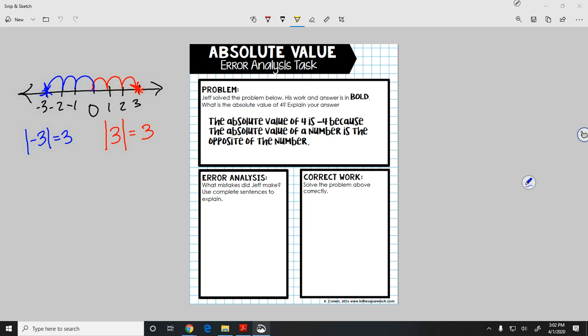So our problem says, Jeff solved the problem below. His work and answer is in bold. What is the absolute value of 4? Explain your answer. So Jeff's answer was the absolute value of 4 is -4 because the absolute value of a number is the opposite of the number. So I want you to pause the video and find Jeff's mistake and be able to explain it.